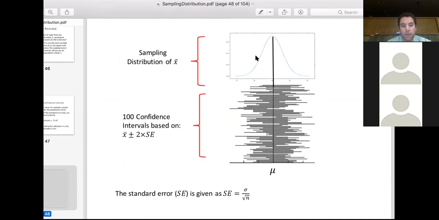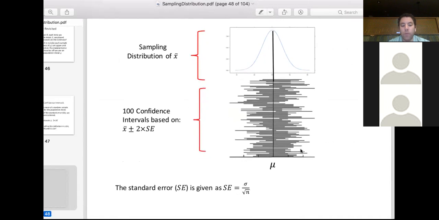So here we have a sampling distribution of x bar, and here's what's illustrated as 100 confidence intervals based on x bar plus or minus 2 standard errors. And as we mentioned, the standard error is sigma over square root of n.